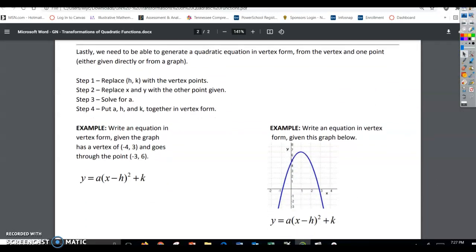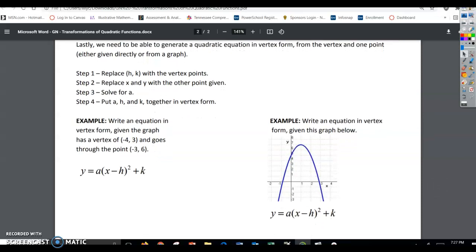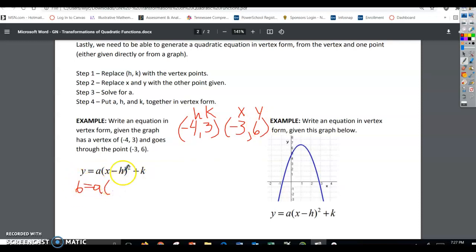All right, the last thing, you need to be able to generate a quadratic in vertex form given a vertex and a point. So if we're given a vertex and a point, your vertex is negative 4, 3, and you're given a point, negative 3, 6. So this is h and k, and this is x and y. So if you plug it into this formula, you can say 6 equals a times x is negative 3 minus a negative 4 makes that plus 4 squared plus 3. So all I did was plug these in here so I can solve for a.